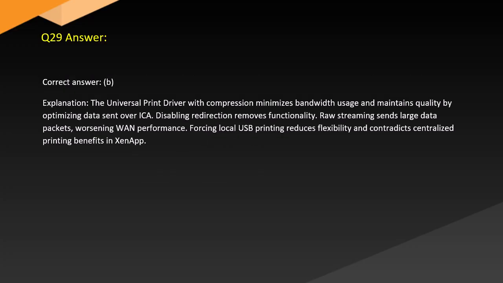Answer. Correct answer: B. Explanation. The Universal Print driver with compression minimizes bandwidth usage and maintains quality by optimizing data sent over ICA. Disabling redirection removes functionality. Raw streaming sends large data packets, worsening WAN performance. Forcing local USB printing reduces flexibility and contradicts centralized printing benefits in XenApp.